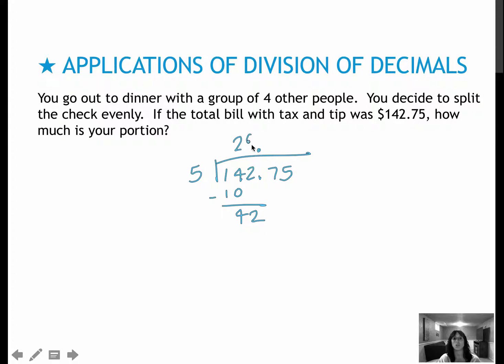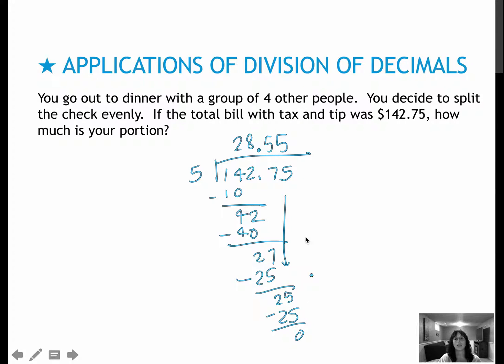5 goes into 42 8 times. 5 times 8 is 40. Subtract to get 2, bring down the 7. 5 goes into 27 5 times. 5 times 5 is 25. Subtract to get 2, bring down the 5. 5 goes into 25 5 times, and that gives me nothing left over. So how much is my portion? My portion is $28.55.